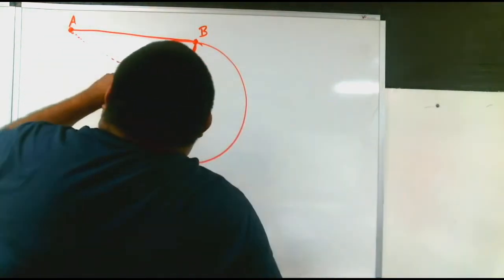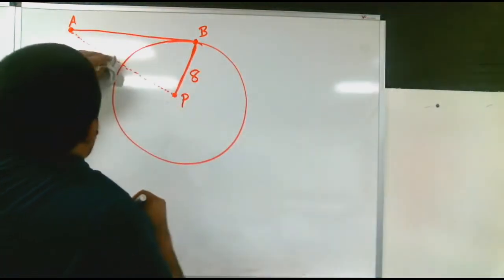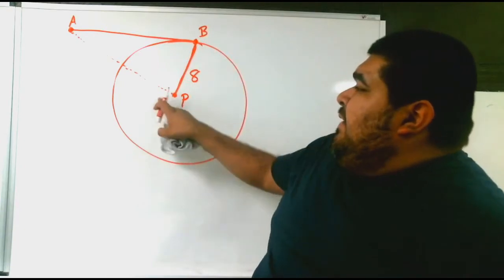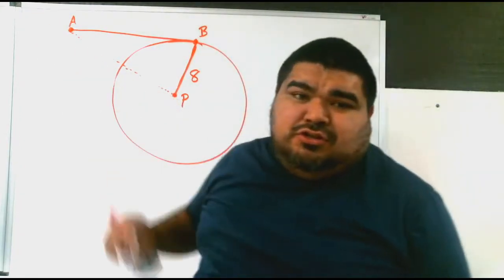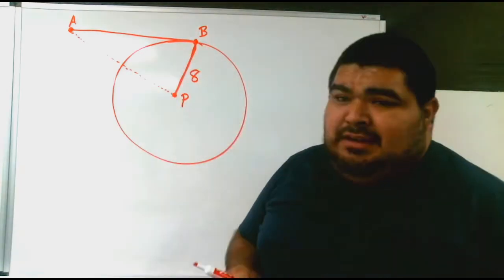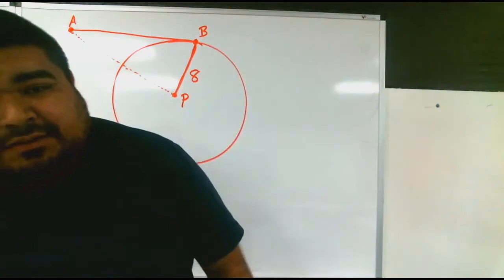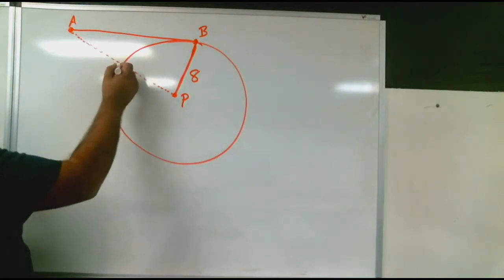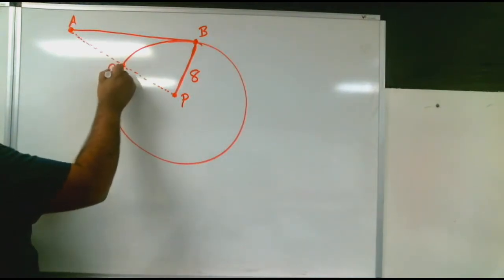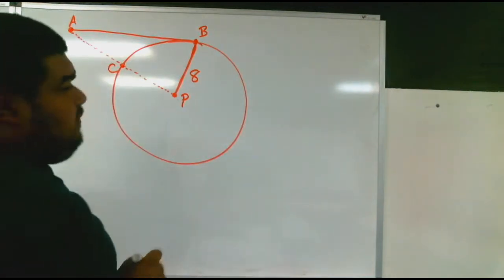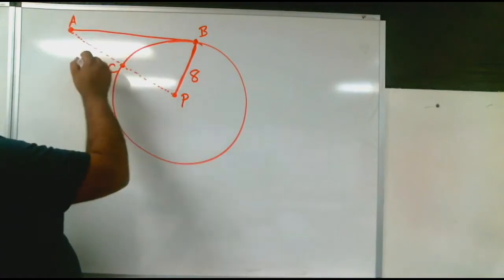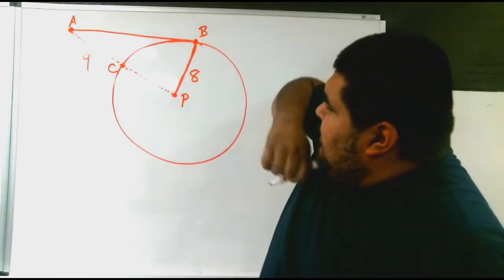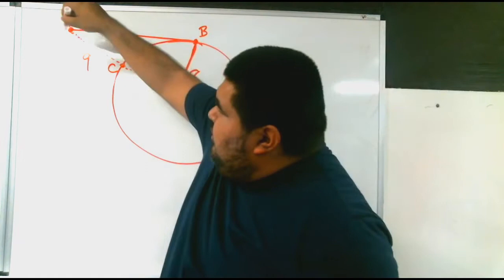Let's try to make it a little more noticeable. We want to find the distance from P to A. It tells us that the radius is 8. It also tells us that from A to, let's go with C, because we have another vertex there. We have two lines that intersect. We have the circle and the line. From A to C equals 9. We have to solve the distance from P to A.